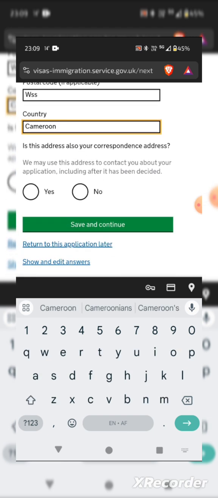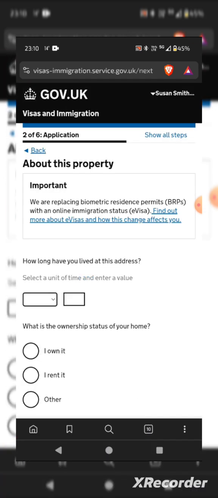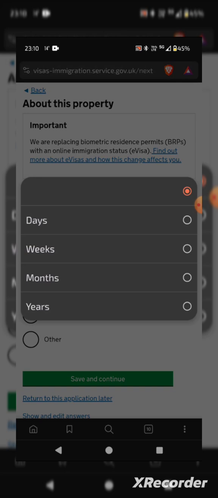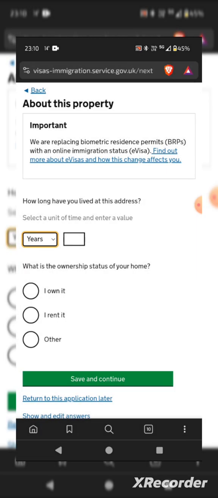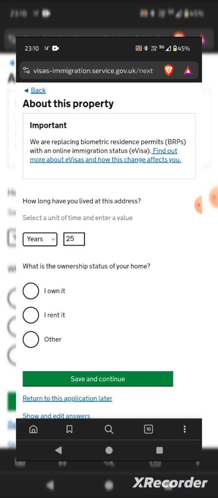You put it. Is this address also your correspondence address, the same as where they can correspond with you or where you are living? Yes, it's the same. Save and continue. How long have you lived in this address? You need to tell them how long you have lived there. So if you are living there for years, you select years, and then in this other box you type the number of years. Is it 25 years or whatever?